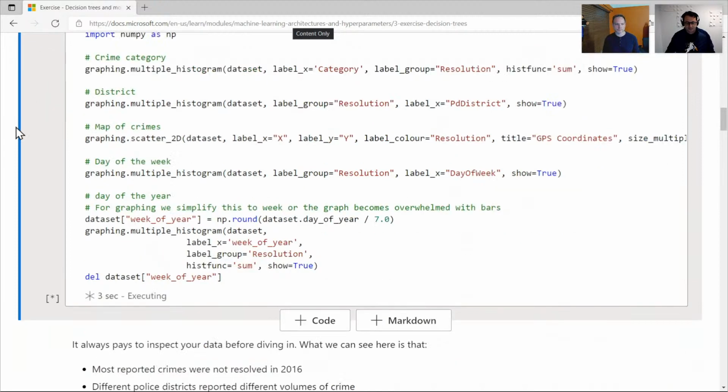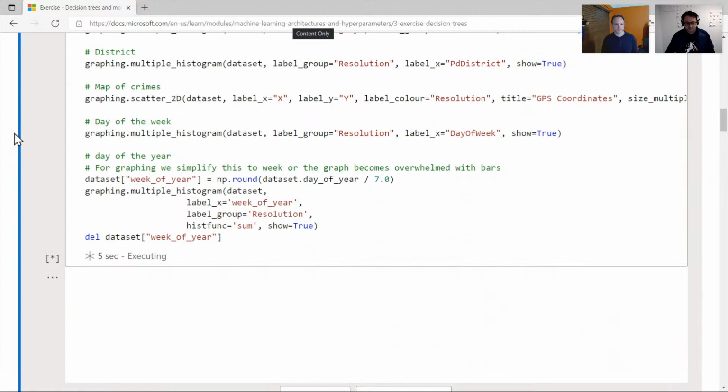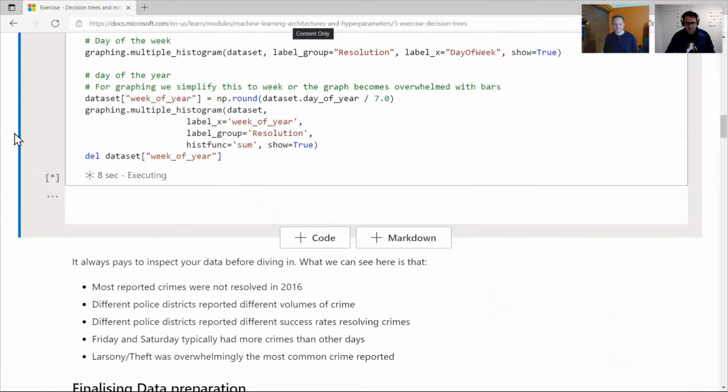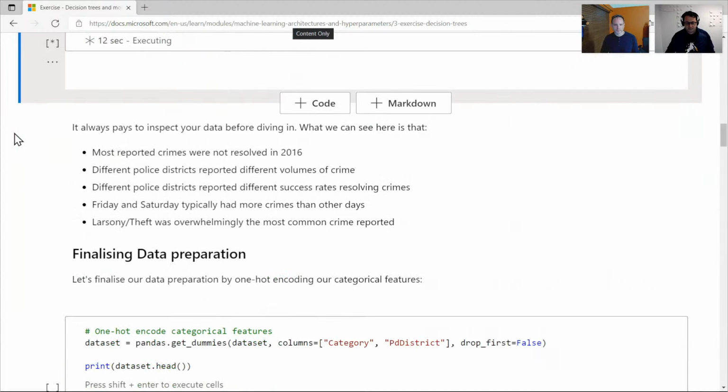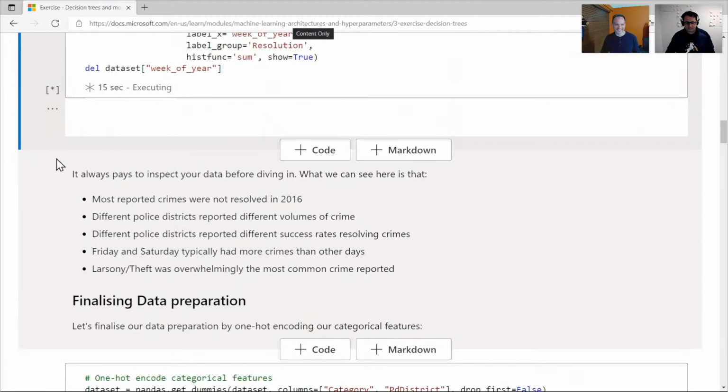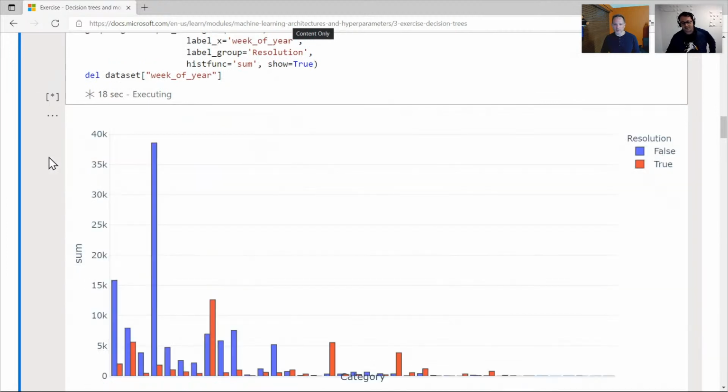So we'll go ahead and run this. It'll take a little bit of time, not too long. Ready for it? Yeah. Oh, there we go. And there it is. Cool.